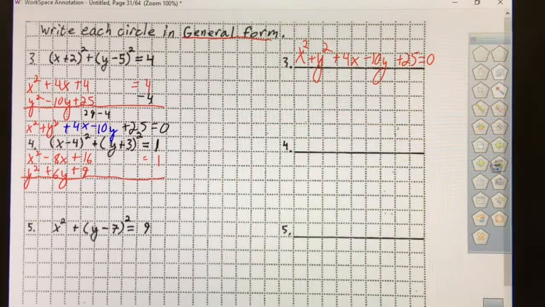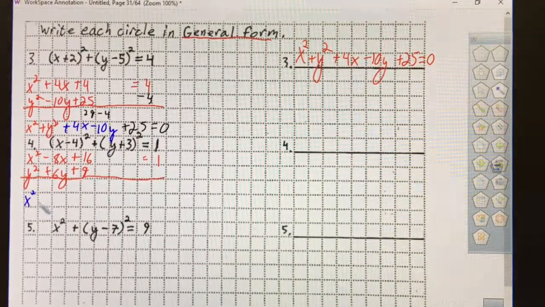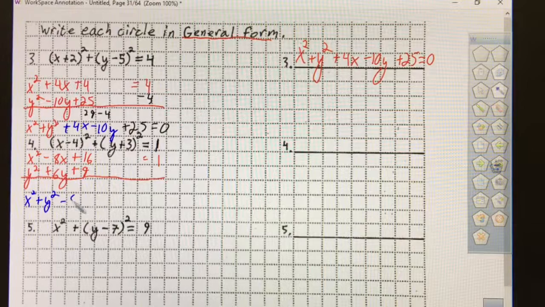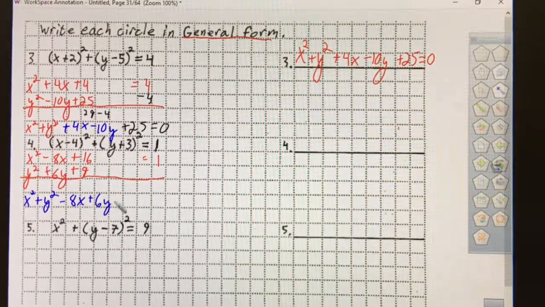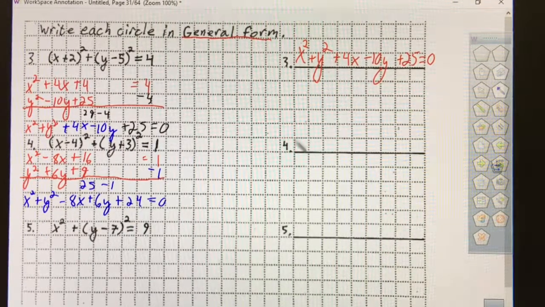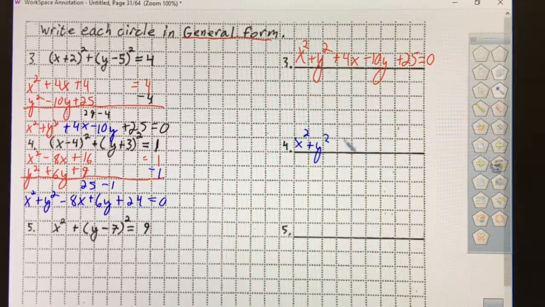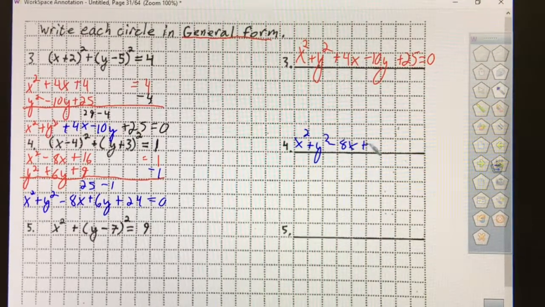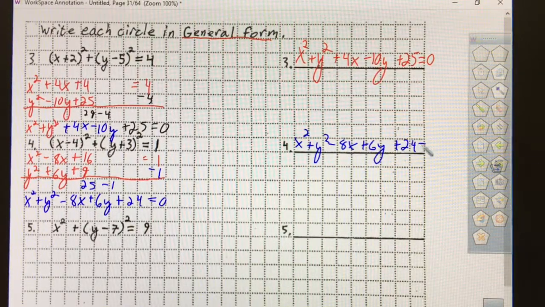And now I'm going to combine my terms. So x squared plus y squared, they don't combine. It's x squared plus y squared. It's falling out in general form. Minus 8x plus 6y. Now I have to do the arithmetic. That would be 16 plus 9, I believe is 25. And then I subtract 1 from both sides. Plus 24 is equal to 0. So my final answer is x squared plus y squared minus 8x plus 6y plus 24 is equal to 0.